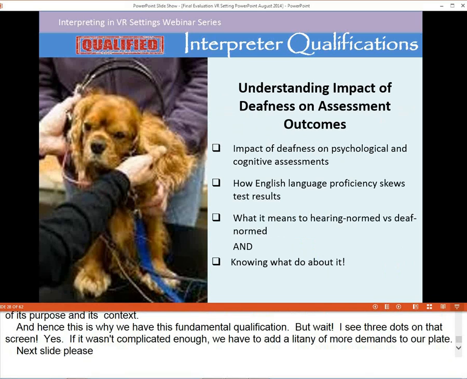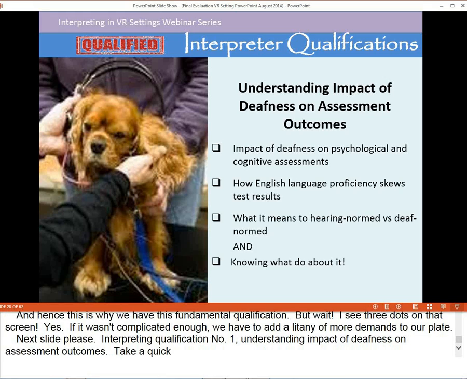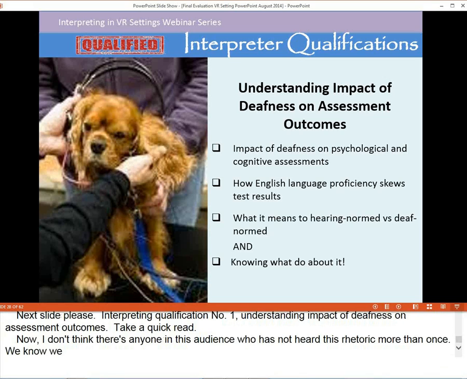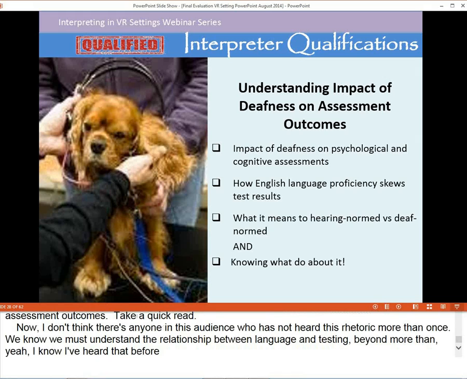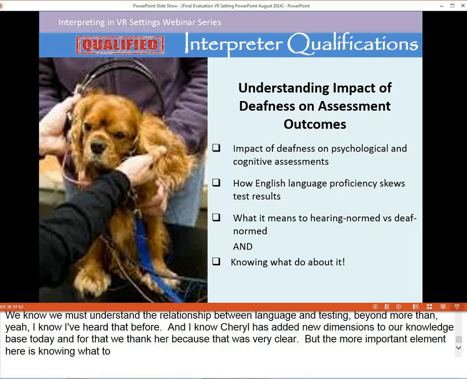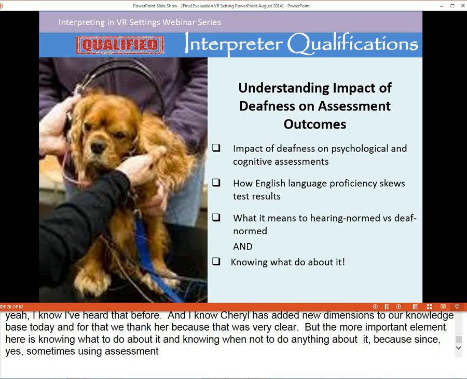Interpreting qualification number 1, understanding the impact of deafness on assessment outcomes. Take a quick read. I don't think there's anyone in this audience who has not heard this rhetoric more than once. We know we must understand the relationship between language and testing. I know Cheryl has added new dimensions to our knowledge base today, and for that we thank her because it was very clear. But the more important element here is knowing what to do about it and knowing when not to do anything about it. Because sometimes using assessment tools yields as much accurate data as putting headphones on a dog.